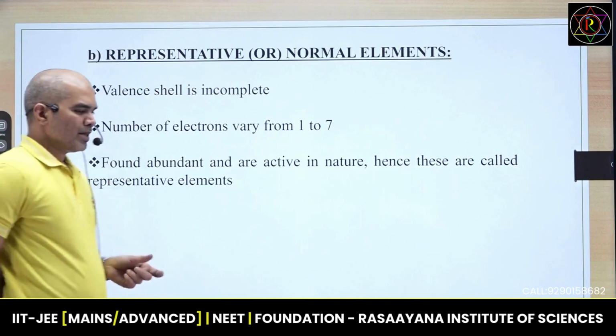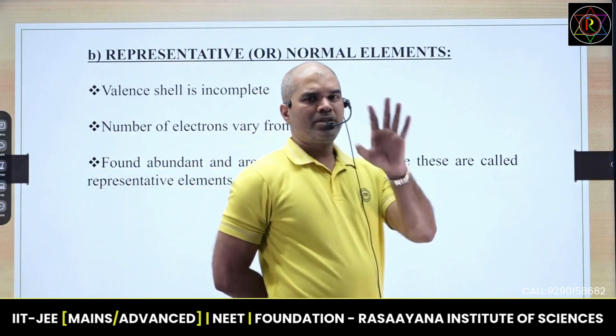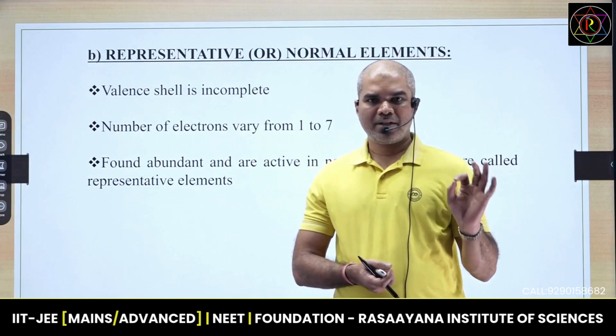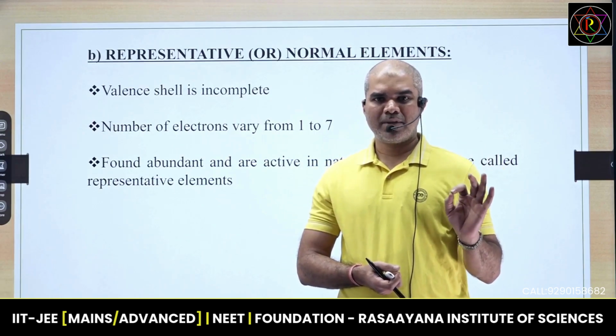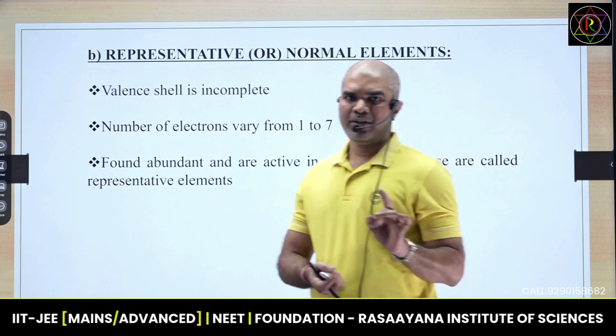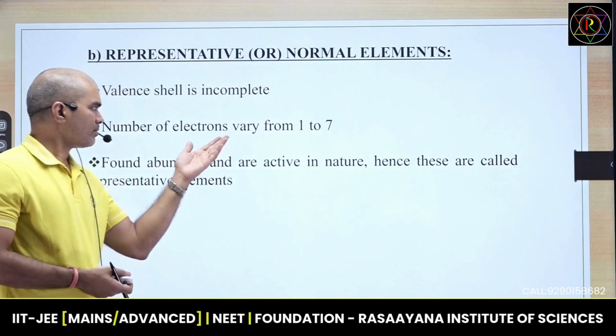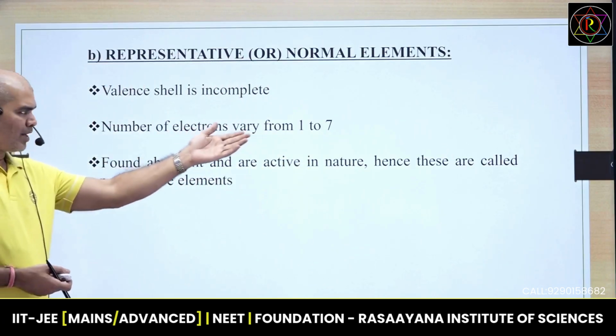Next we have representative or normal elements. The first striking feature that you have to remember is the valence shell is incomplete. That is the most important point. These are representative elements, the most commonly found elements. The number of electrons can vary from 1 to 7.